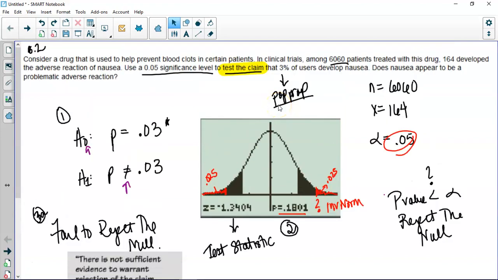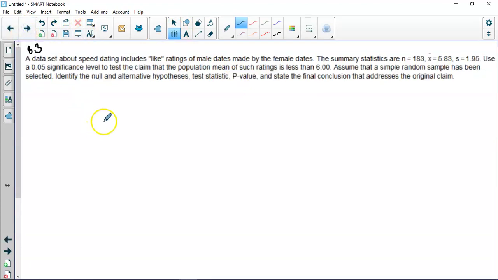Now, the good news and the bad news is that the one for the mean really is kind of the same thing. It's good because you don't need to remember another process. It's bad because in the beginning, when you're first getting used to hypothesis testing, they all kind of sound the same. Let's see if we can tell the difference when we go to the next one. Data set about speed dating includes ratings of male dates made by the female date. So I have my summary statistics. N is 183, so there were 183 people speed dating, I guess. X bar is 5.83.